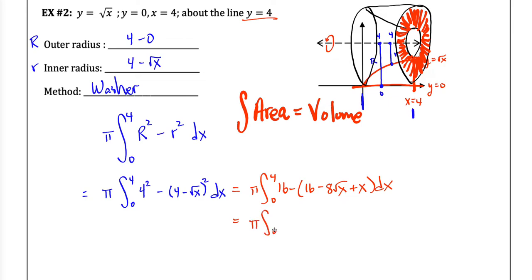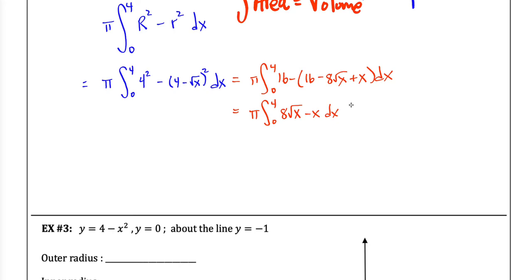So pi, integral from 0 to 4, of 8 root x minus x. Integrating 8x to the half would be 8x to the 3 halves times 2/3, which is 16 thirds, minus a half x squared, from 0 to 4. At least a 0 will be nice.